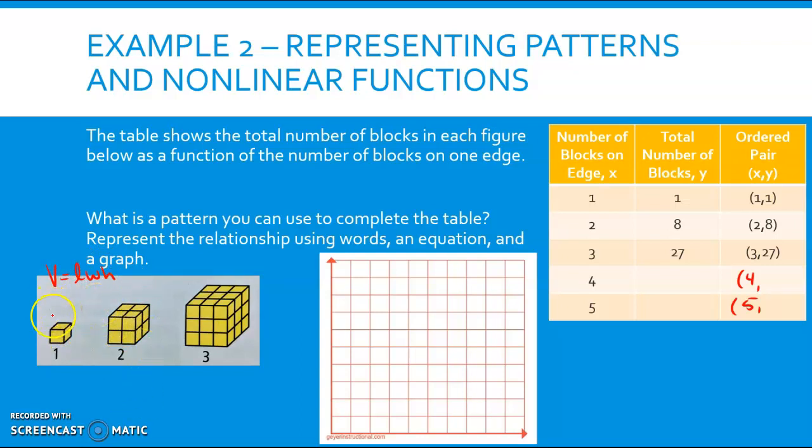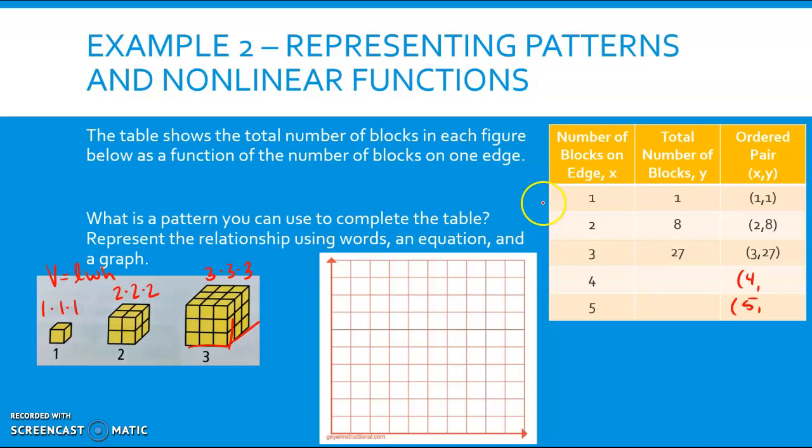And so, when I find the volume of a cube with 1 cube in it, it's going to be 1 times 1 times 1. For 2, it's going to be 2 times 2 times 2. And for 3, it's going to be 3 times 3 times 3, because I have a side of 3, a side of 3, and a side of 3. So that's where we're getting our values.